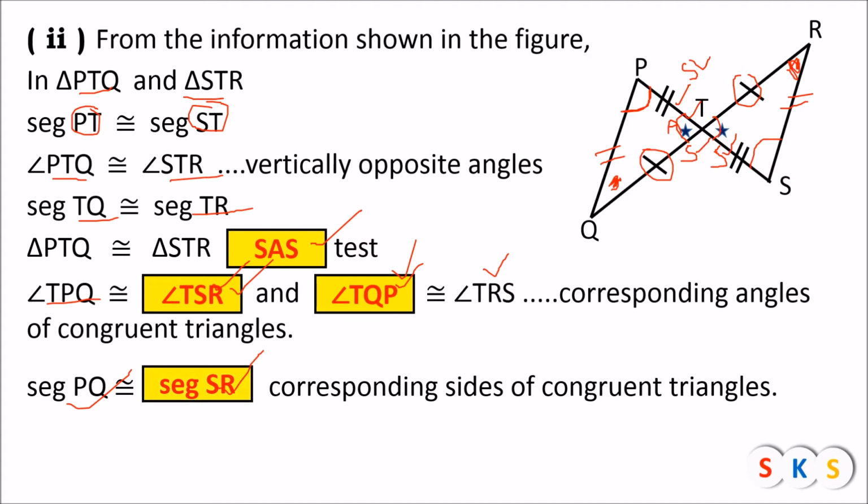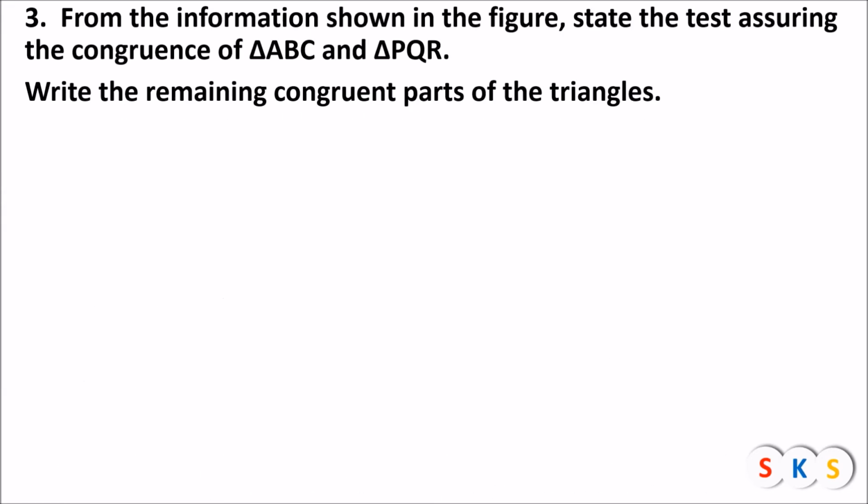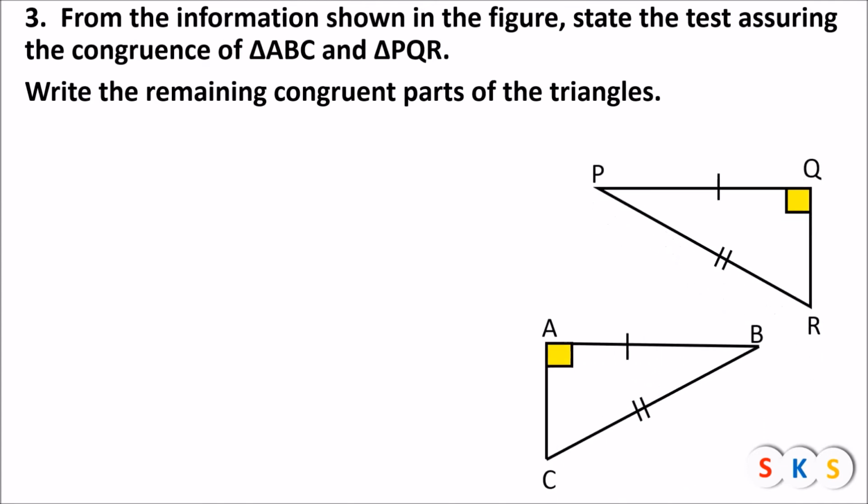Now here we have the next question. From the information shown in the figure, state the test assuring the congruence of triangle ABC and triangle PQR and write the remaining congruent parts of the triangles. Let's see the proof of this. You can see that both the triangles are right angle triangles. So here side BC, which is the hypotenuse of this triangle, is congruent to side PR of triangle PQR. That means the hypotenuses of both the triangles are congruent. So hypotenuse BC is congruent to hypotenuse PR. It's given, you can see they have the same kind of mark.